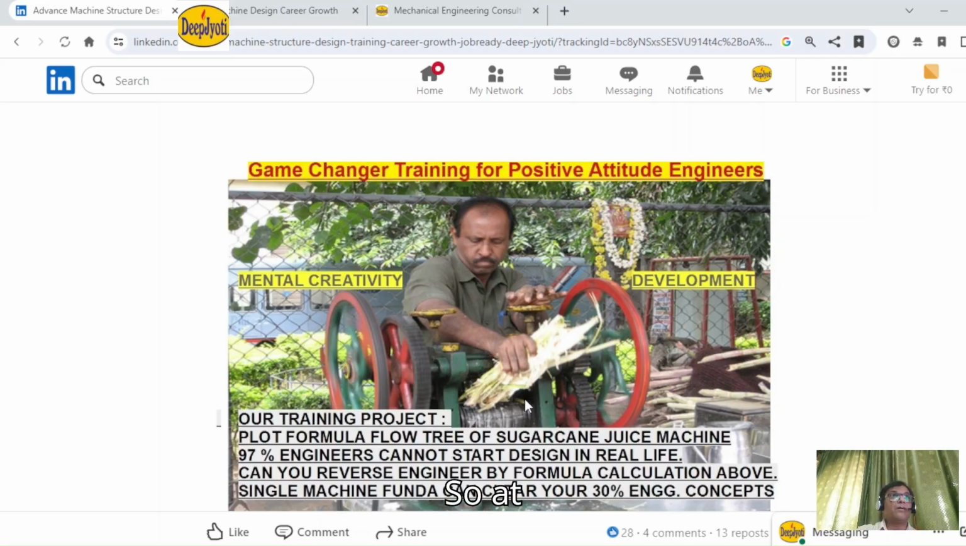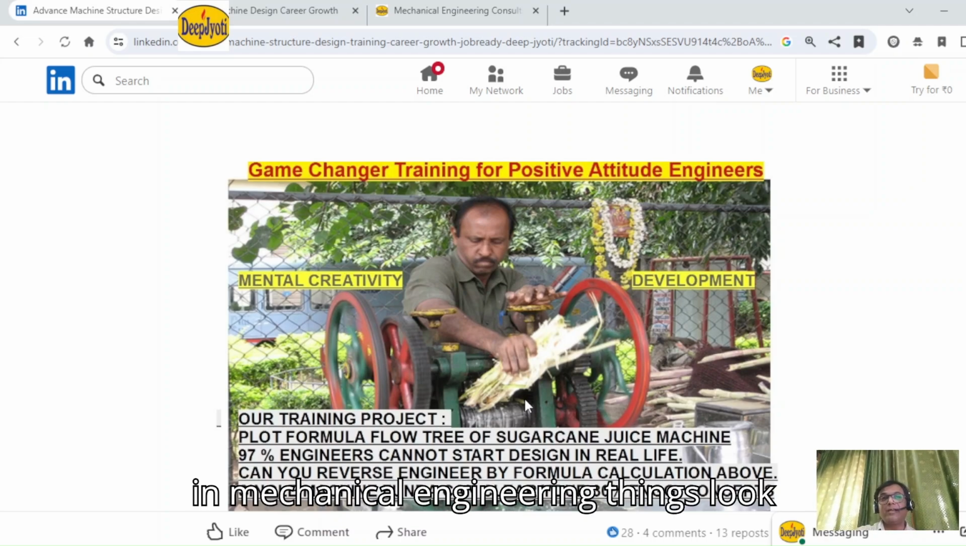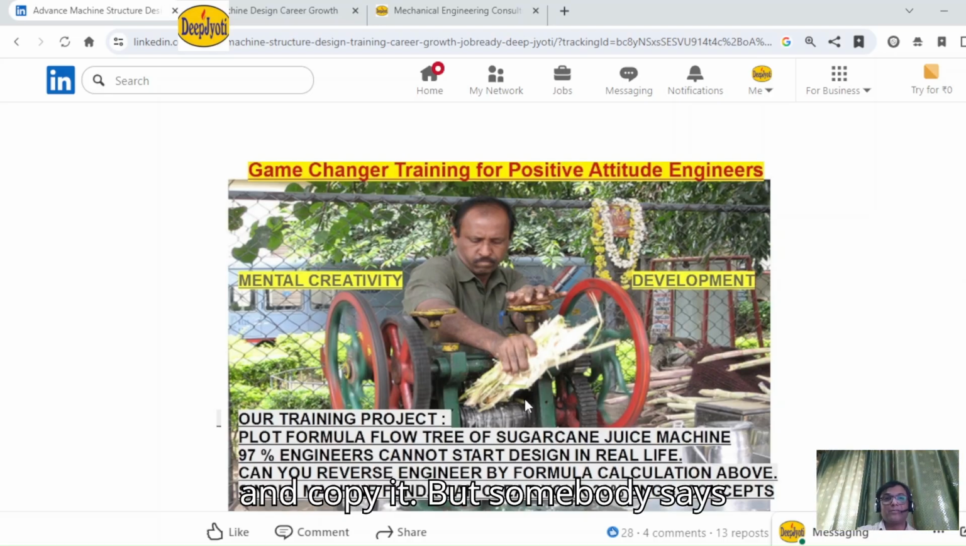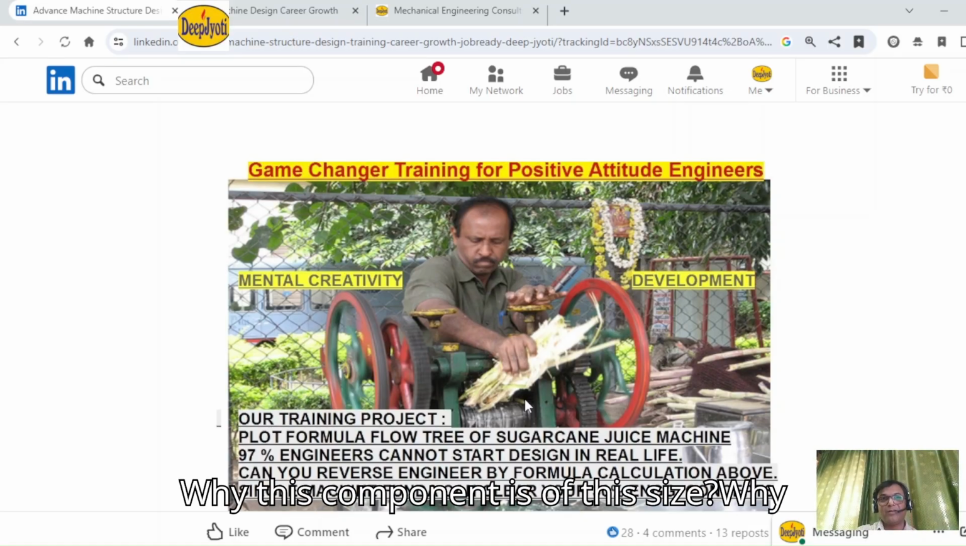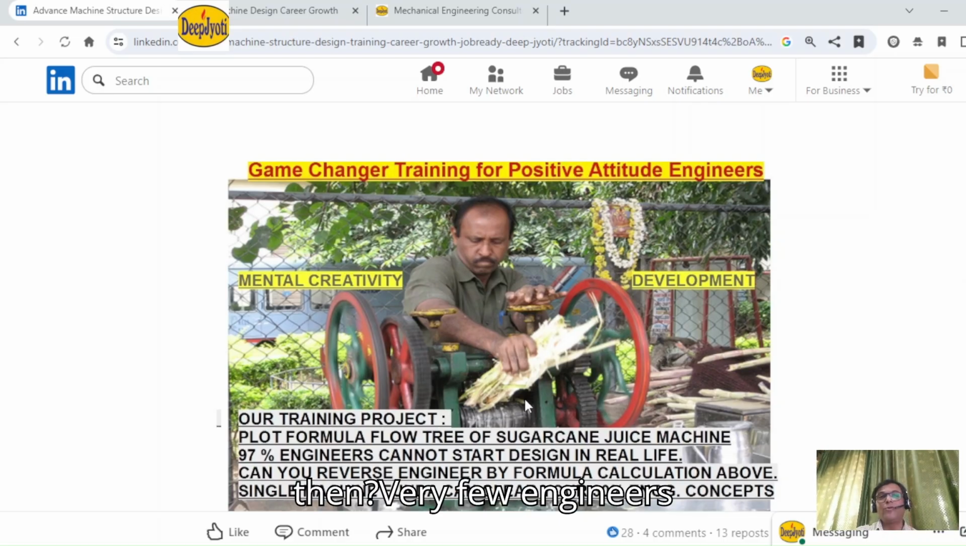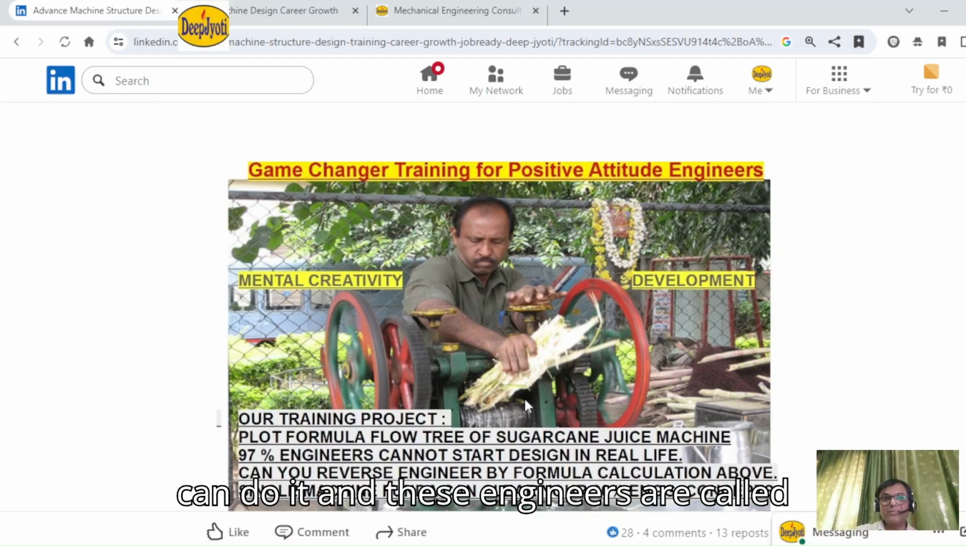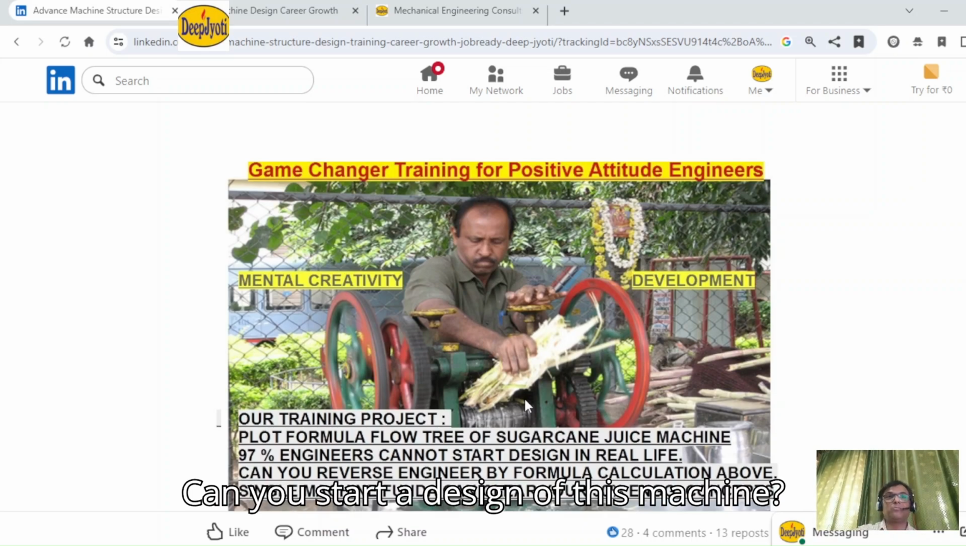So at that age, I realized that in mechanical engineering, things look simple, that I can see and copy it. But somebody says, you design it with the help of formula. Why is this component of this size? Why this metallurgy? What is the process on metallurgy? Then very few engineers can do it. And these engineers are called core design engineers. Very few engineers can do this. Can you start a design of this machine?